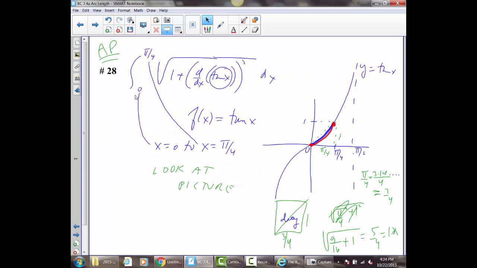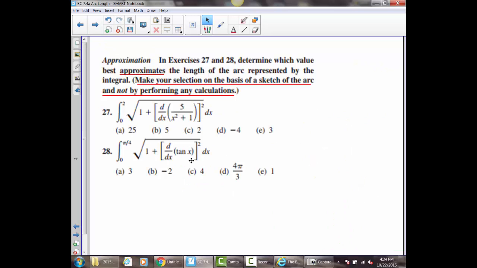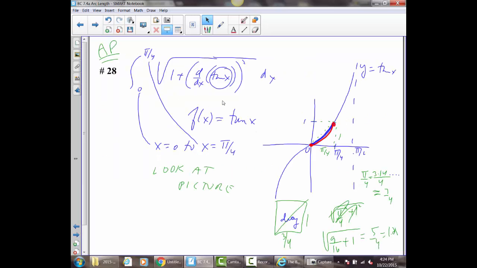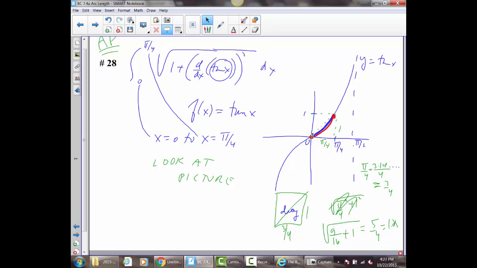So if we look at number 28, 0 to pi over 4, square root of 1 plus. So if we go back to the question, it did say d/dx of tan x. So tan x is our function. So if we actually graph the function y equals tan x, and you highlight that portion of the graph between 0 and pi over 4, that's the length we're looking for. That's the arc length we're looking for. Now, we're not going to do a calculation. Anyway, so we're looking for this length of this arc.